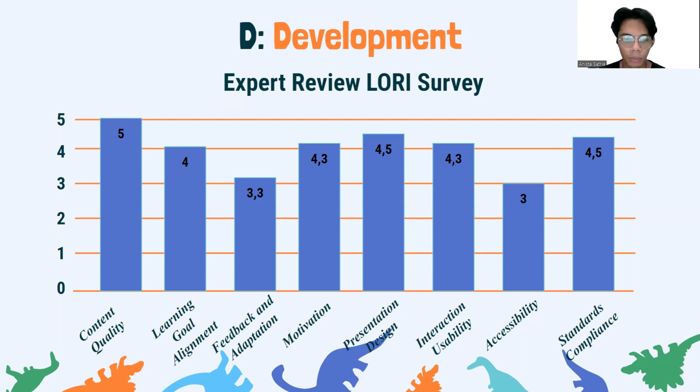Motivation is a bit lower than the learning goal, with 3. Presentation design is a bit higher, with 4.5. Interaction usability is the same as motivation. Accessibility is kind of 3. And then the standards component is going to be 4.5.